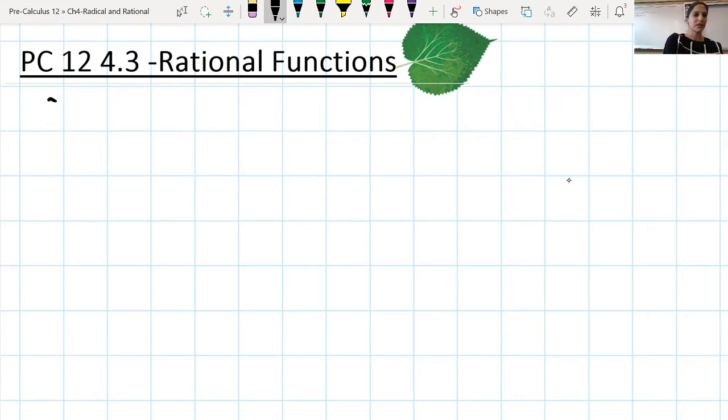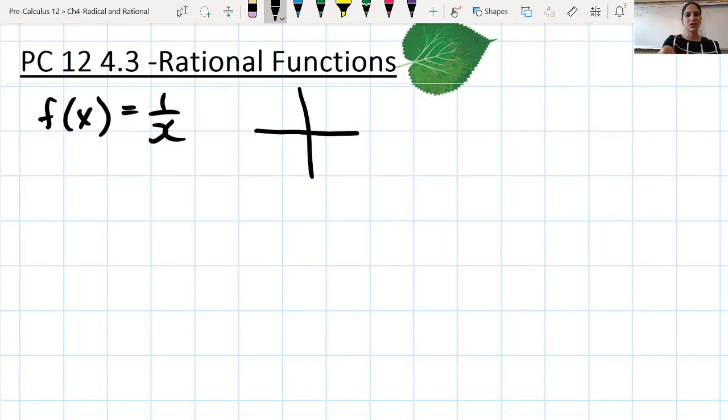So in its most basic form, let's say we had f of x equals 1 over x. That would be the equation of a rational function. If we want to quickly sketch out or look at what the graph looks like, we know that this is the pattern that it takes. It looks sort of like this.